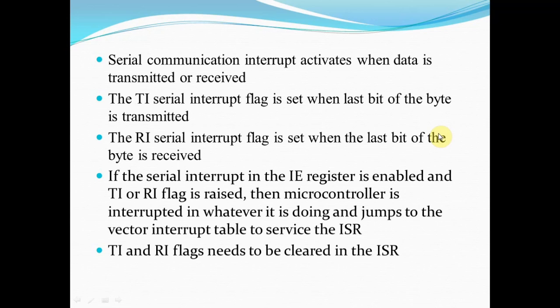But always remember that whenever TI becomes 1 or RI becomes 1, the interrupt will be generated only if the IE register is enabled. That means the serial interrupt bit in the IE register, if it is equal to 1, then only that particular interrupt will be enabled, and then the microcontroller will get interrupted. One more important thing is that the TI and RI flags need to be cleared in the interrupt service routine. So whenever you come out of the interrupt, your last statement must be TI equal to 0 and or RI equal to 0.